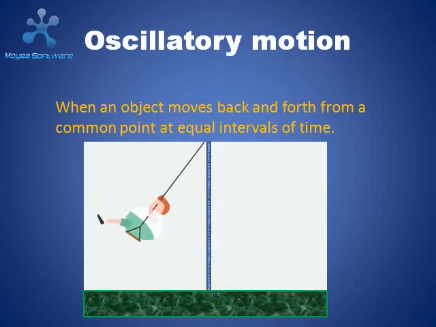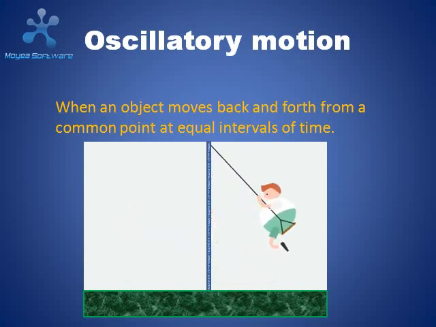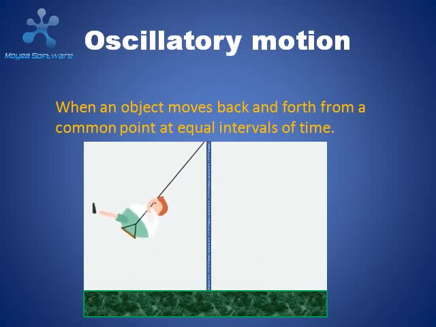Oscillatory motion. When an object moves back and forth from a common point at equal intervals of time, it is known as oscillatory motion. Look at this boy here. He is swinging on a swing. He is moving back and forth at a common point. Hence, we can say that a swing is an example of oscillatory motion.